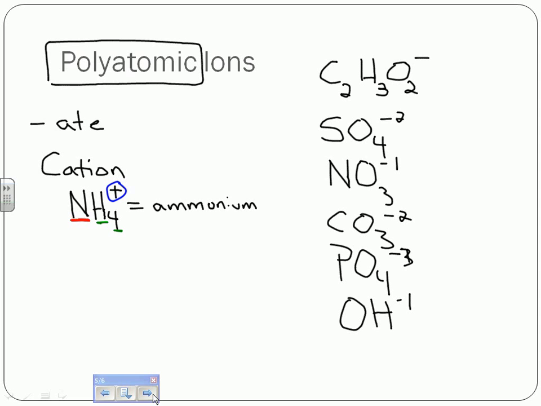Now, in class, your teacher might show you a method for using the periodic table to determine how many oxygens go with each element. And we can discuss that later if you need help. So how do we put the ions together to make formulas?